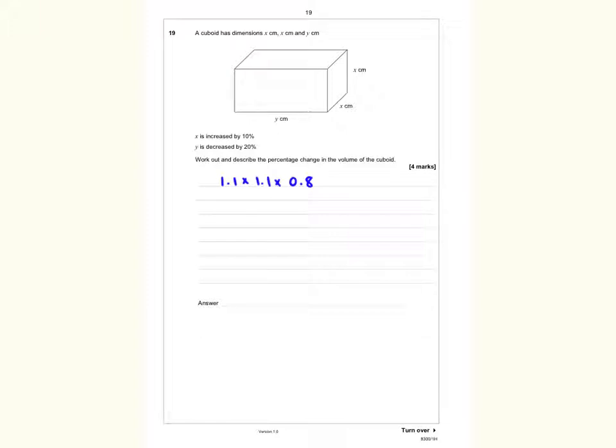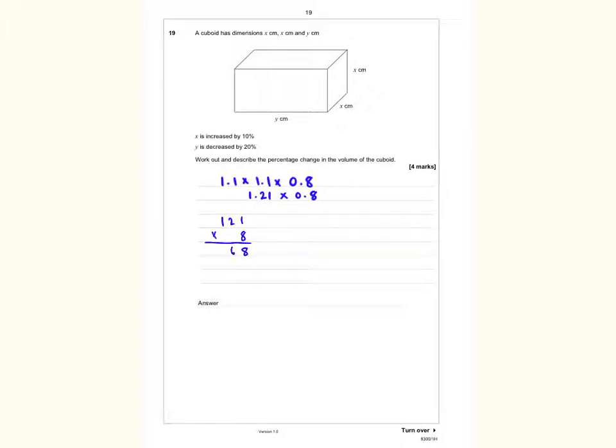Okay, so 1.1 times 1.1, that's the same as doing 11 times 11 and then dividing by 100, which is 1.21. So we actually have 1.21 times 0.8. Okay, and then that multiplication you can do by saying we're going to do 8 times 121 and then dividing by 1,000. So I'm going to do 8 times 121. Let's write it here.